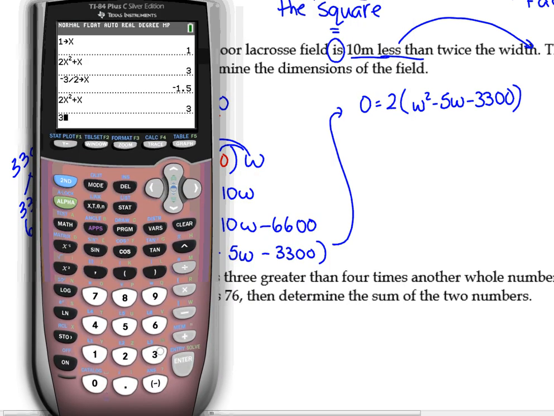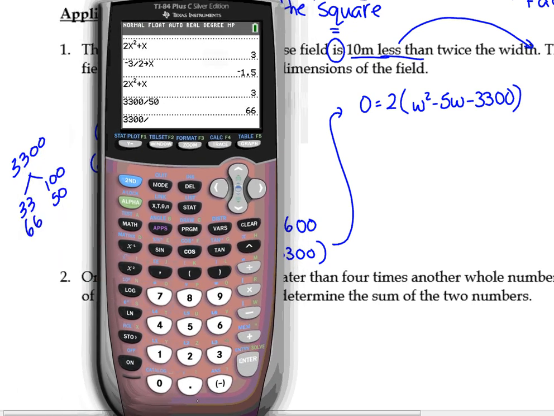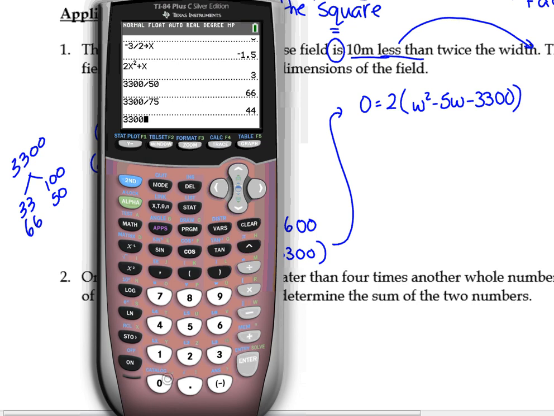Right, 3,300 divided by 50 is 66, but that's not a difference of 5. But also try, let's see here, 75? No. Nope. It has to be between 66 and 50. Did you get it? 55 and 60? Yay. That'll do it. Okay, so 55 and 60.